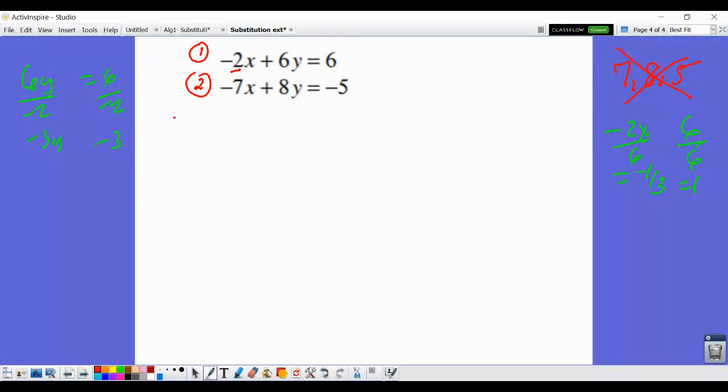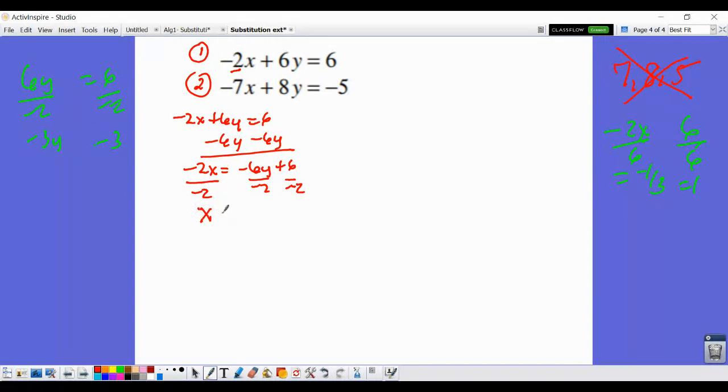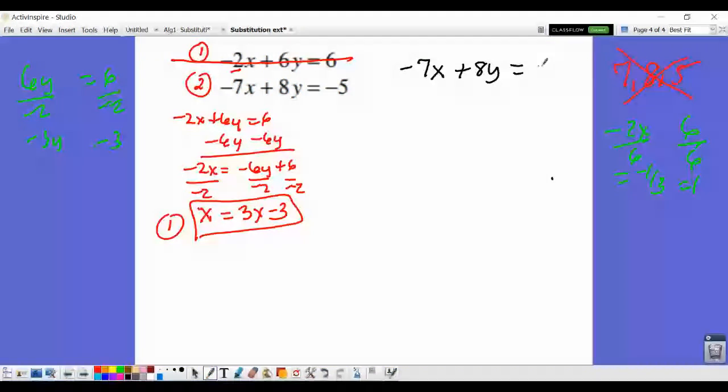So negative 2x plus 6y equals 6. I'm going to move my y. So negative 2x equals negative 6y plus 6, and divide by negative 2. So x is going to equal a positive 3y minus 3. Okay, so that equation is now gone. Here's now equation 1. All right, we're going to move on. So from here, go ahead and hit pause and see if you can finish up the problem.